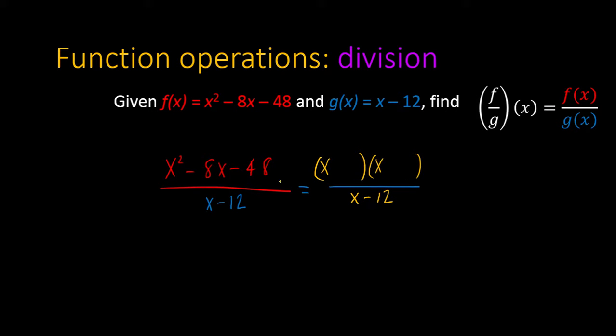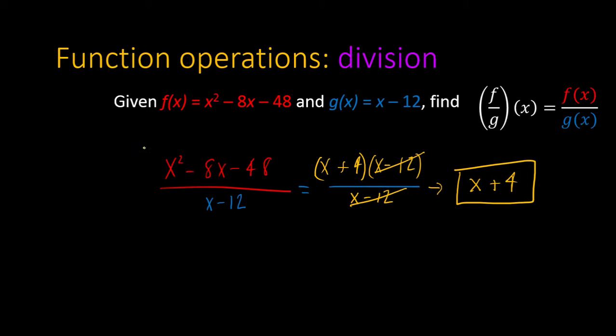I always set up the skeleton first, so I do my parentheses, I put my x's in place. It looks like this ends up being, let's see, a 12 and a 4, so 12 times 4 is 48. If I make the 12 negative, 4 times negative 12 is negative 48, and negative 12 plus 4 is negative 8. So now I've factored my expression. I cancel out x minus 12 in the numerator and denominator, and I'm left with x plus 4. So this is pretty straightforward.